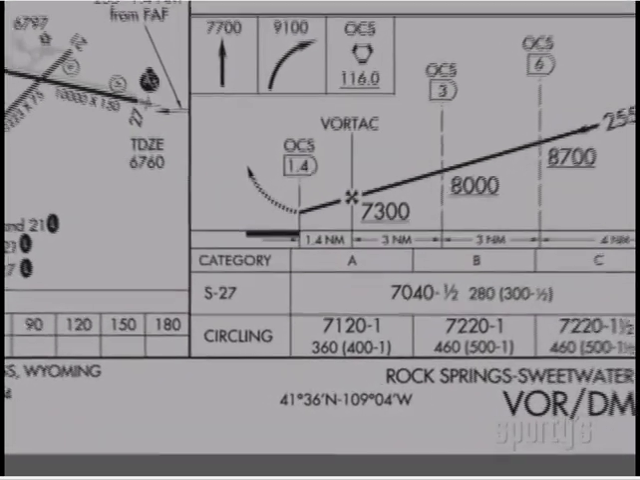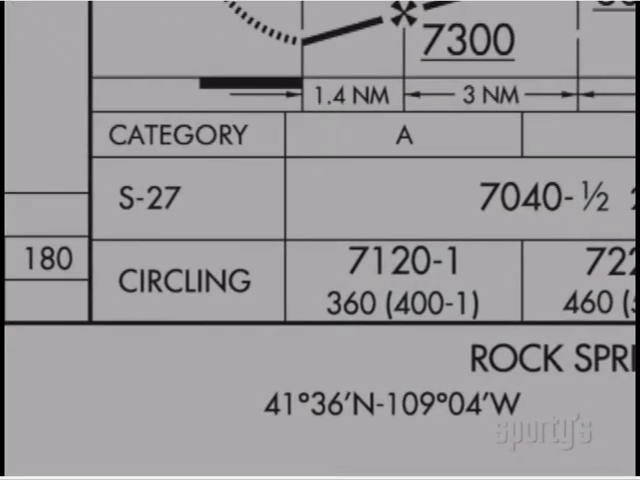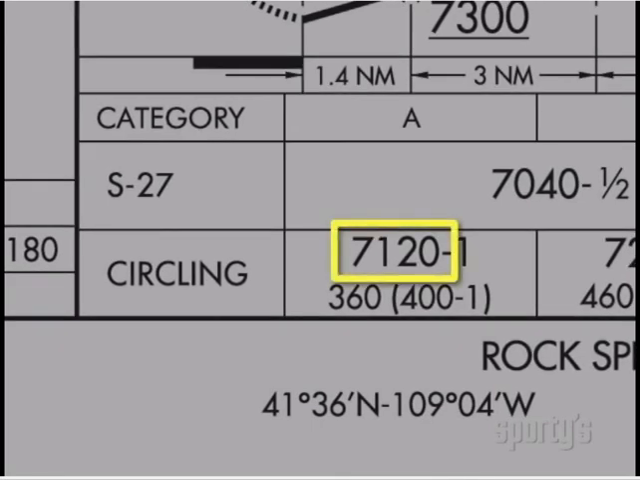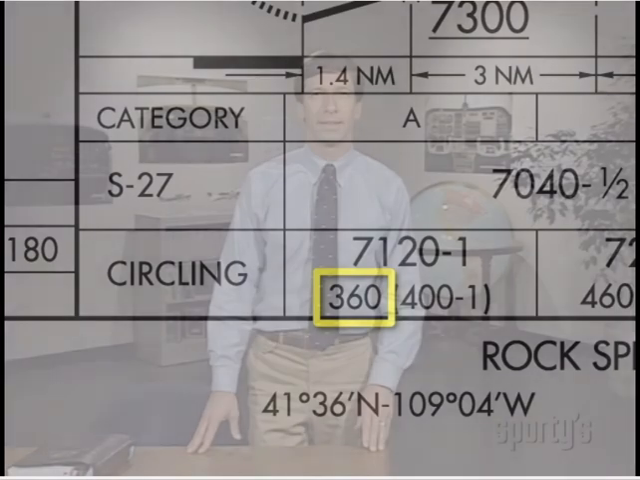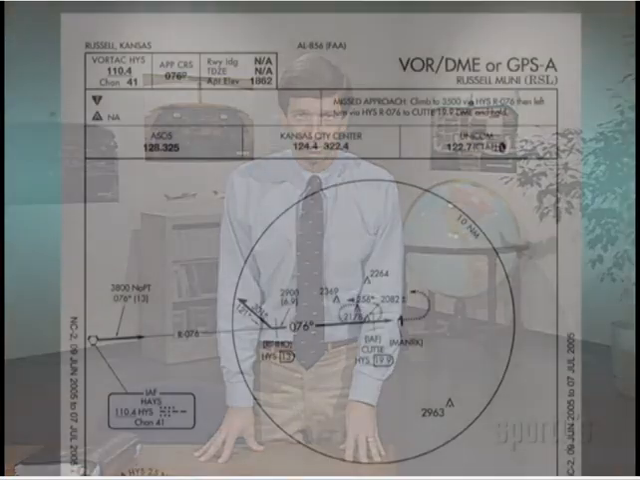On this approach to Rock Springs, Wyoming, the Category A circling MDA is 7,120 feet, and the required flight visibility is 1 statute mile. At 7,120 feet MSL, the airplane will be 360 feet above the airport elevation. If weather conditions are such that the airplane is just below the clouds at 7,120 feet, and the visibility is 1 statute mile and it's dark, prudence would suggest landing straight in on runway 27.